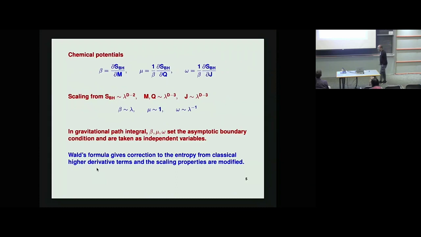Yes. Is the power of lambda the same for J as in the previous term? Oh no, J should be lambda to the d-2. Yeah, there is a typo. J goes as lambda to the d-2. Thank you.